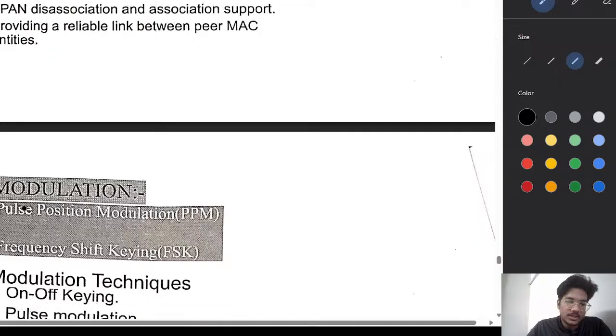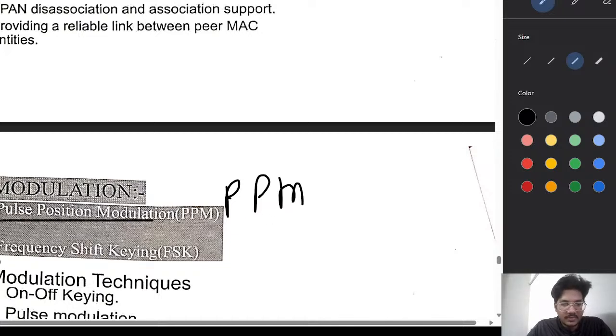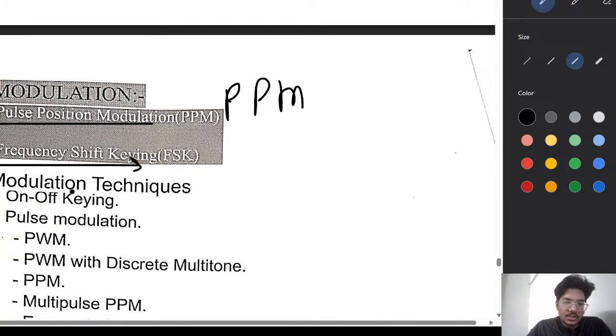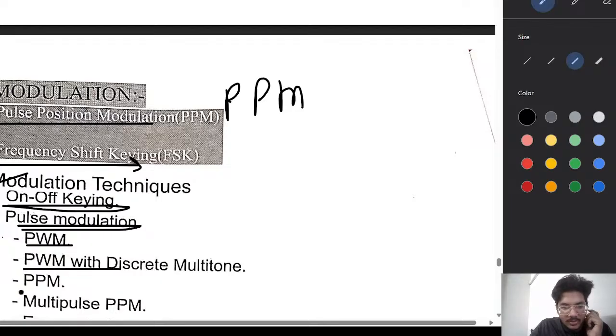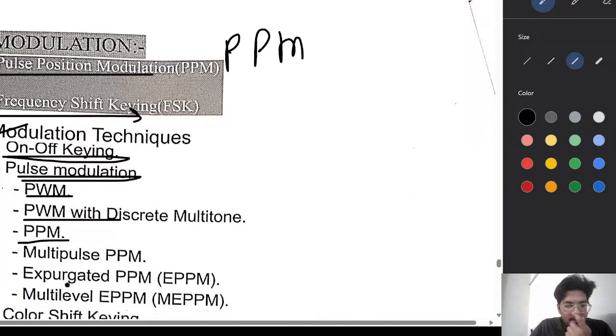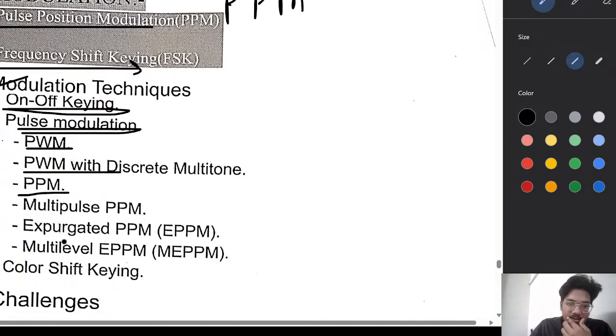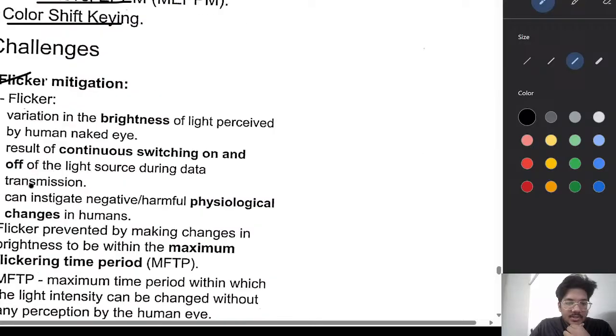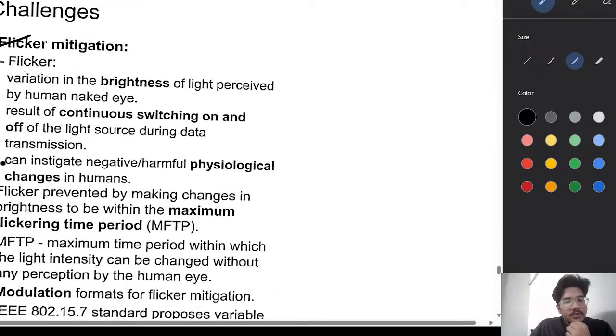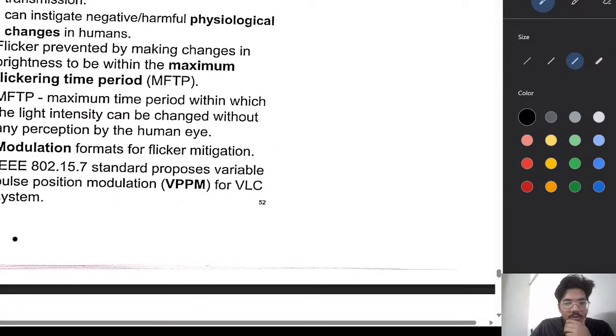Modulation. There are two types of modulation: PPM, pulse position modulation, and frequency shift keying. The modulation technique is on off keying, then pulse modulation, PWM with a discrete multitone, PPM, pulse position modulation, multiple PPM, expurgated PPM, multi-level PPM. Color shifting challenges, flickering mitigation, maximum flicker. Modulation things.